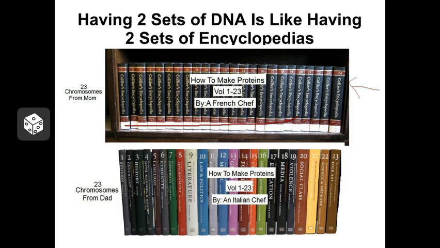One of these encyclopedia sets you will have inherited from your mom, and the other you will have inherited from your dad. Now, both of these sets of encyclopedias have to have a volume 1. Volume 1 contains information about things that start with the letter A. Volume 2, for instance, might contain information about things that start with the letter B. So you don't want to skip any of these volumes or you'll be missing some information.